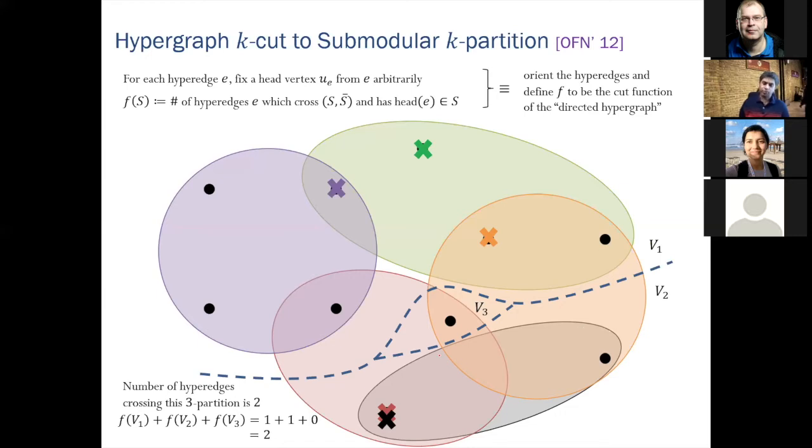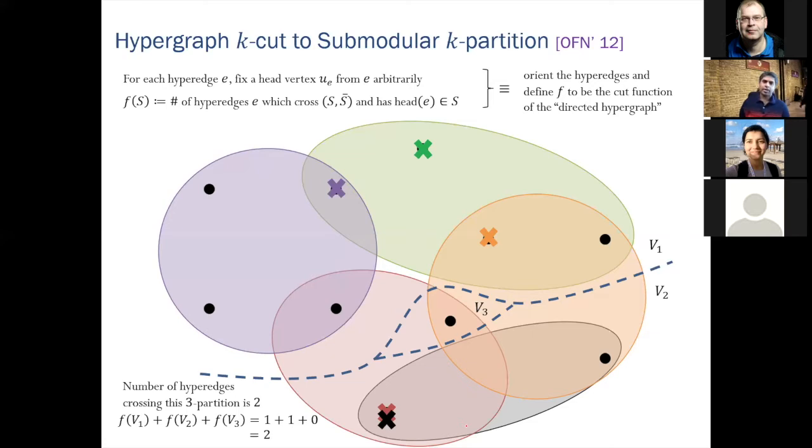Function value of V2 is also 1. There is only one hyperedge contributing to f of V2, namely the red hyperedge. And the function value of V3 is 0 because none of the hyperedges have their heads in V3. So with this choice of the submodular function f, the submodular K-partition objective correctly counts the number of crossing hyperedges.